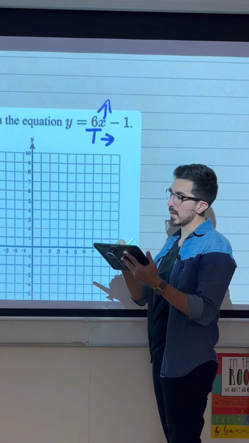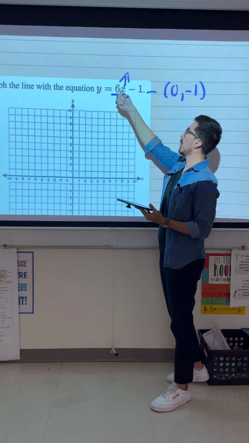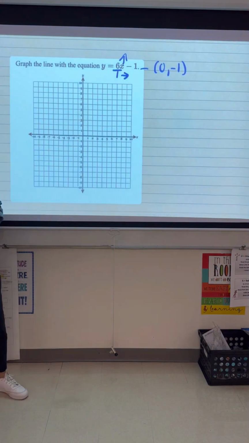Here's my starting point. That's my y-intercept. That's 0, -1. Start with this bad boy. Make more points with that. Let's get it.